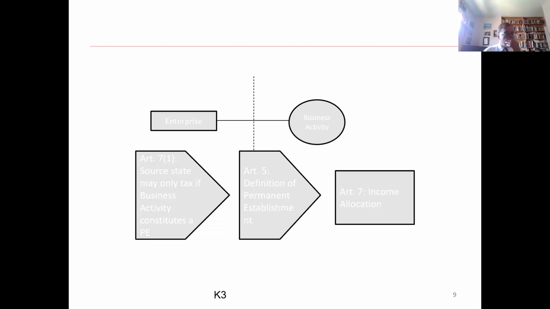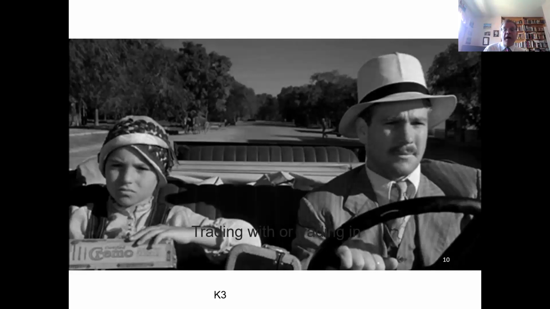And you go from a situation of looking at, in principle, whether you're trading with or in a country. So in my example of somebody who produces bird feeder boxes and the customer comes and collects them and sells them in the Netherlands, they are trading with the Netherlands, not in the Netherlands.